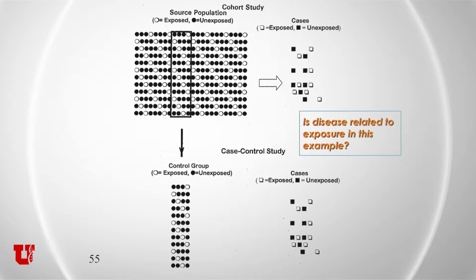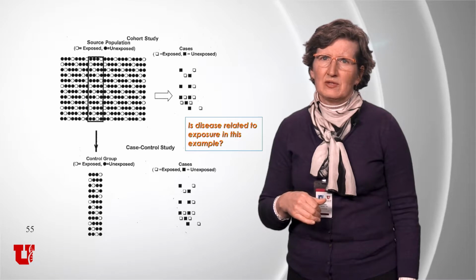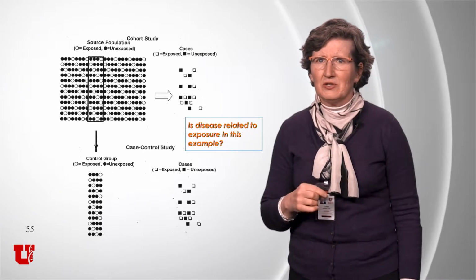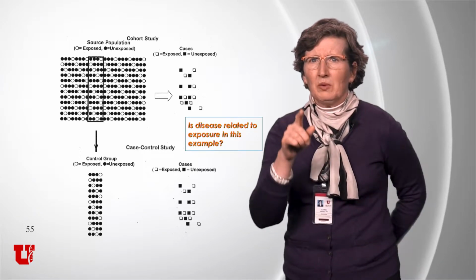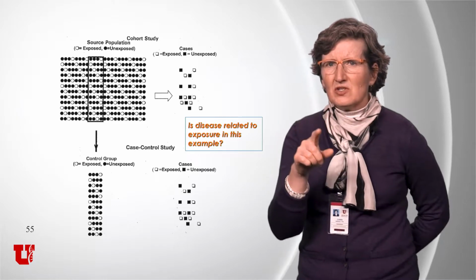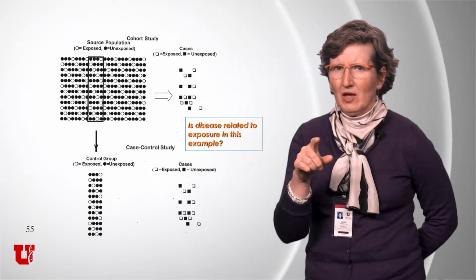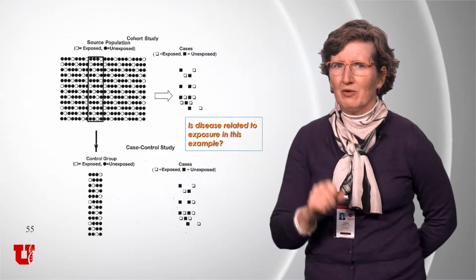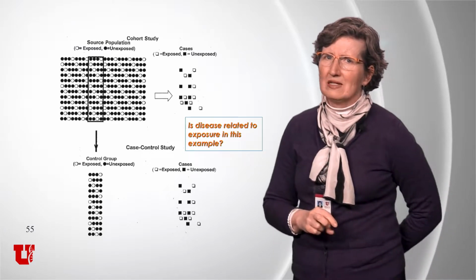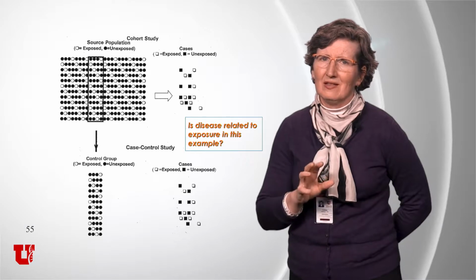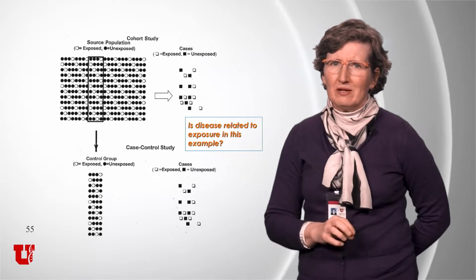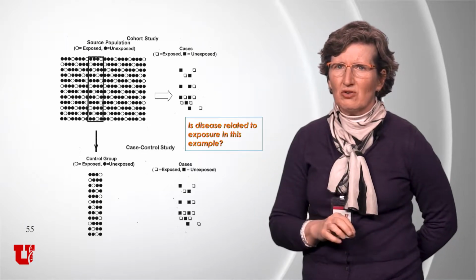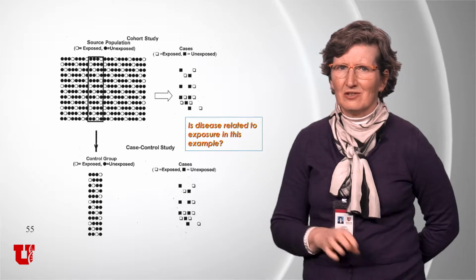So that would be one way of studying this disease outcome in this exposed and unexposed population. Another way of studying the same population would be to do the case control study. So we would select all the cases just as we did for the cohort study. But then instead of studying the entire population, the big square of black and white dots, the entire source population, what if we just took a random sample and made them our control group, and then we would compare our cases and controls?